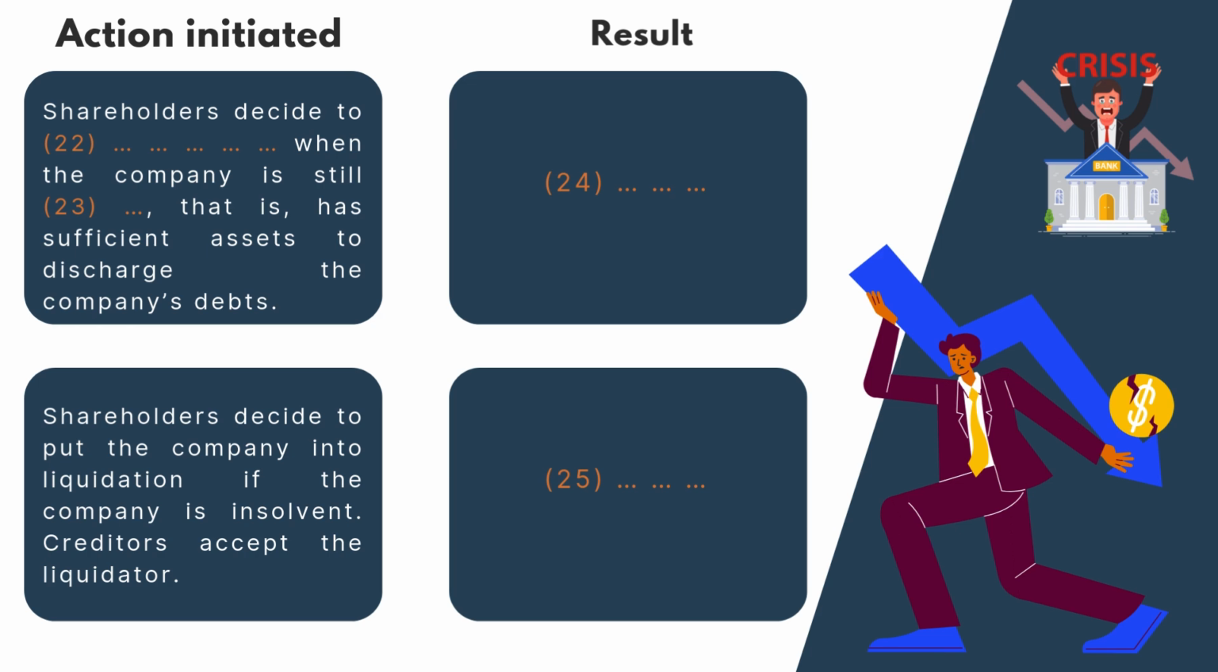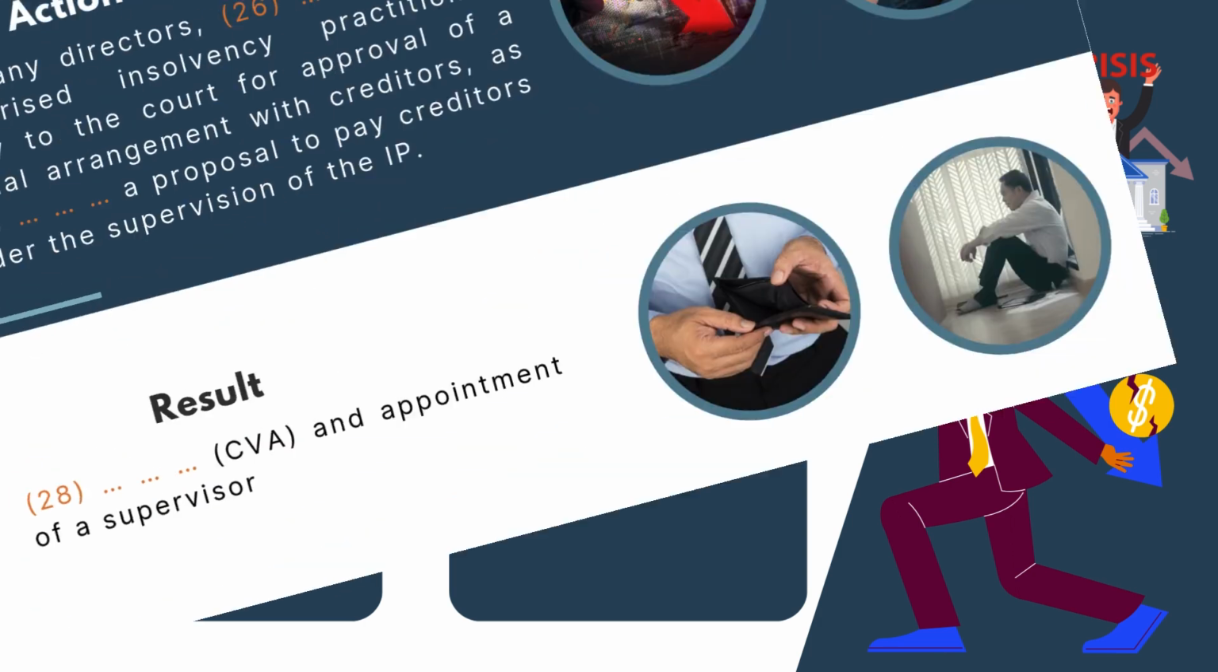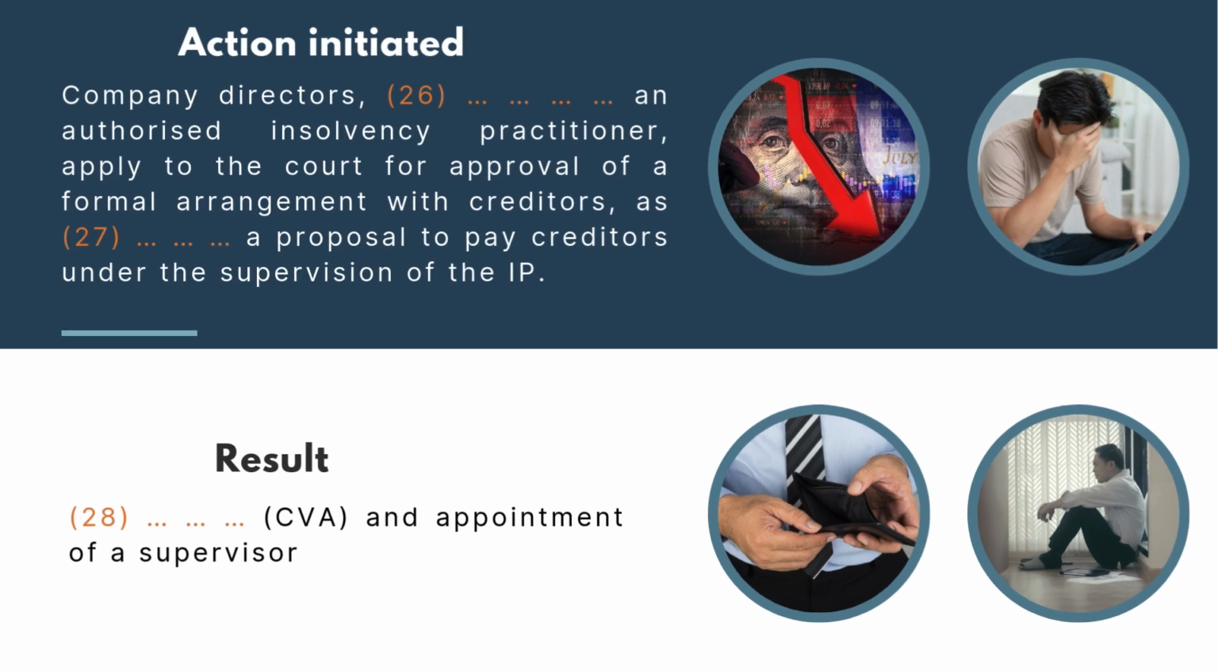Result: creditors' voluntary liquidation. Action initiated. Shareholders decide to put the company into liquidation if the company is insolvent. Creditors accept the liquidator. Result: with the assistance of the liquidator. Action initiated. Company directors, with an authorized insolvency practitioner, apply to the court for approval of a formal arrangement with creditors, a company voluntary arrangement, a proposal to pay creditors under the supervision of the IP. Result: CVA and appointment of a supervisor.